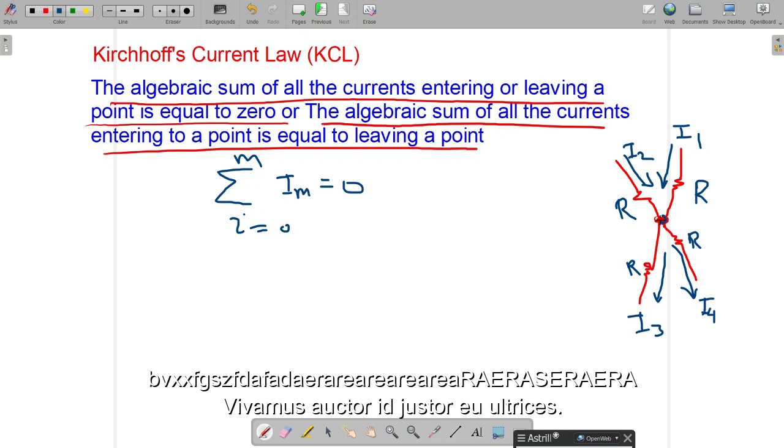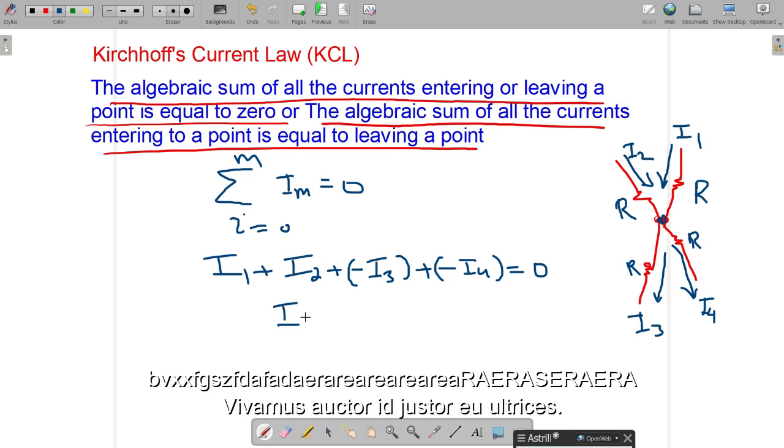So we apply this definition to this figure, that is I1 plus I2 plus minus I3. Minus means that this current is leaving the point, plus minus I4. Minus I4 means that this current is also leaving the point, and that is equal to 0. By rearranging these terms, we have the following equation: I1 plus I2 is equal to I3 plus I4.